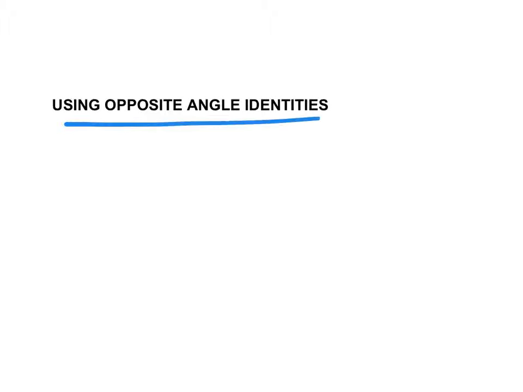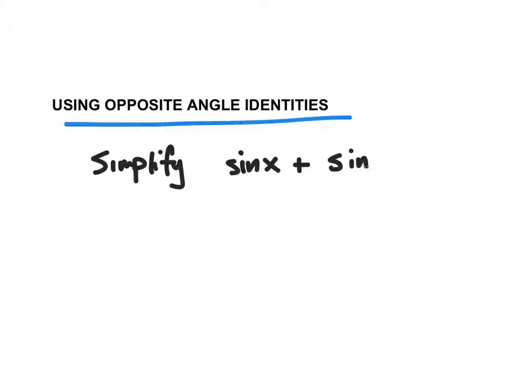And basically we have these things called proofs. So what I want to do, I'm not going to go over what the opposite angle identities are. What I'm going to do is simplify sine of x plus sine of x times cotangent squared of x. And what I'm going to do is just rewrite this and get this down to a simplified version.